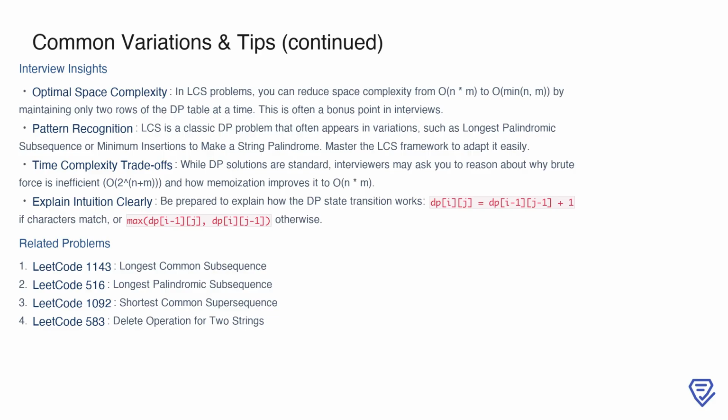Additionally, interviewers may ask you to contrast the inefficiency of brute force approaches, which have a time complexity of O(2^(n+m)), with the much more efficient O(n*m) that dynamic programming or memoization offers. Beyond just implementing the solution, explaining the intuition behind the DP state transition is crucial. For example, you should be able to articulate why DP[i][j] depends on DP[i-1][j-1] plus 1 when characters match, and on max(DP[i-1][j], DP[i][j-1]) when they don't. Finally, keep in mind that this problem has strong connections to other challenges, like LeetCode 1143, 516, and 1092, which you can explore to deepen your understanding.